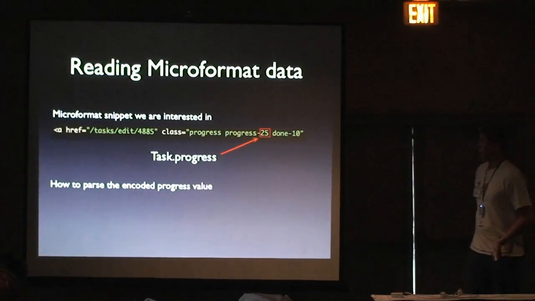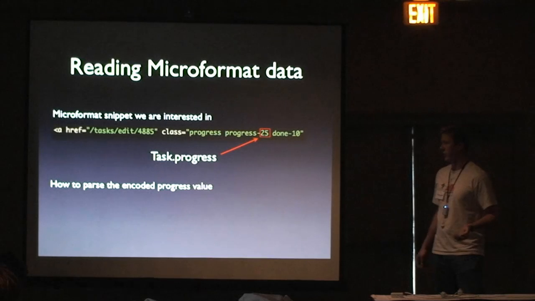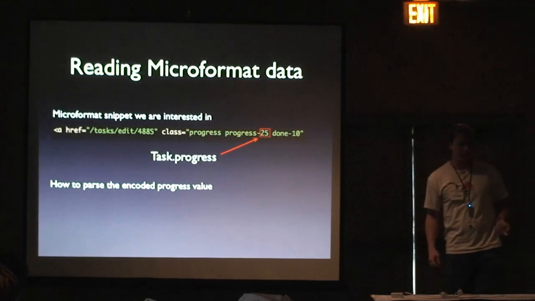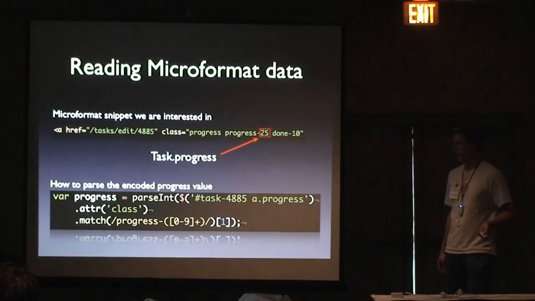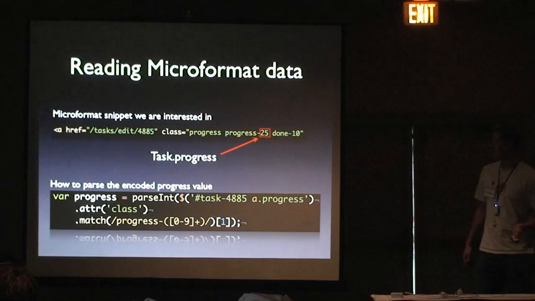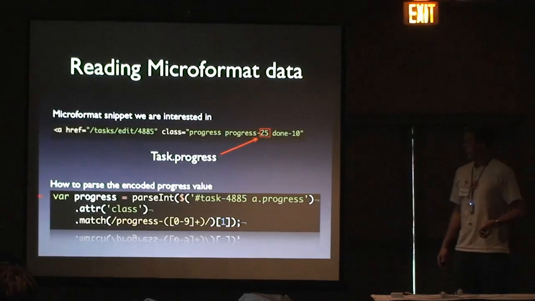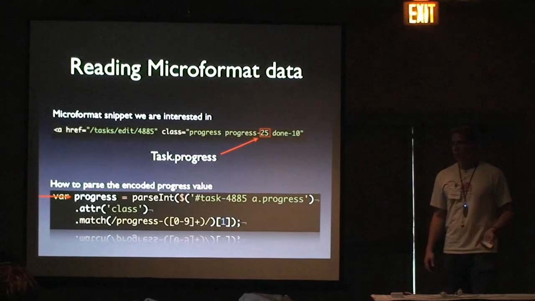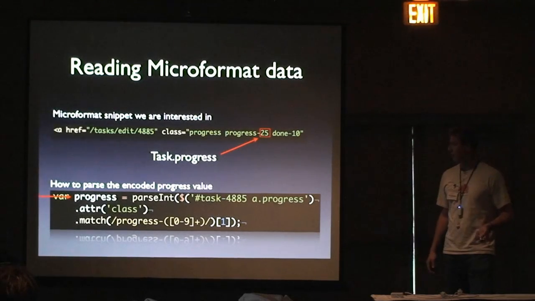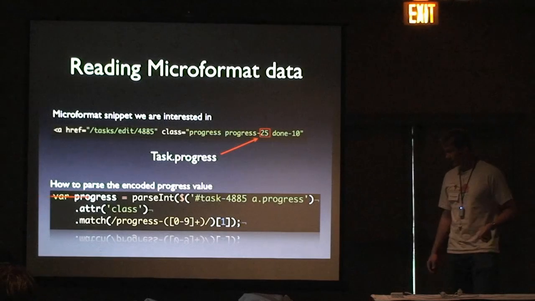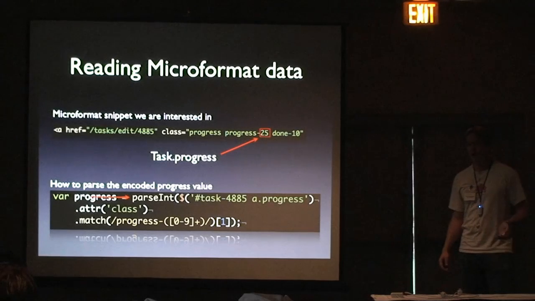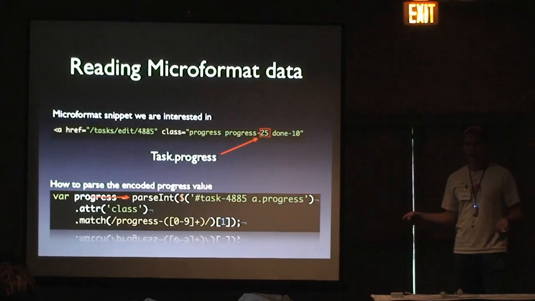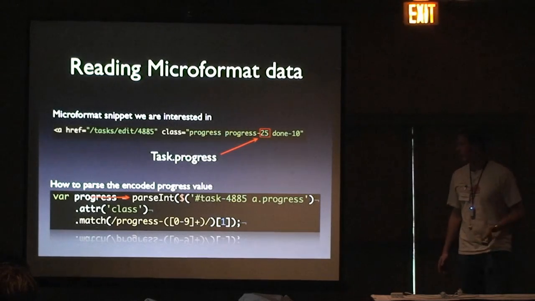All right. Let's say we want to have the task.progress, and we want to extract it from our microformat. How can we do it? Well, this is the JavaScript that can achieve it. Let's run through it a little bit, because it's not quite trivial. So the first thing we do is we create a new variable, and we call it progress. Then we call the function parseInt, which is essentially the same as a typecast to an integer in PHP. That means whatever we are going to return, it's going to be an integer.